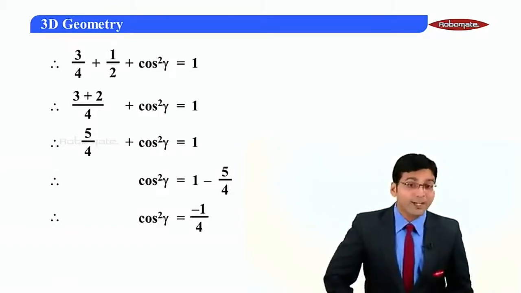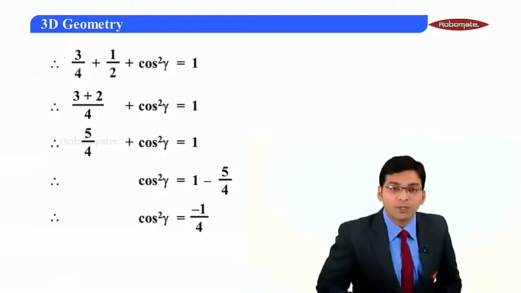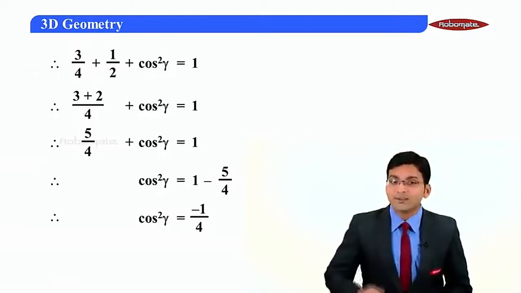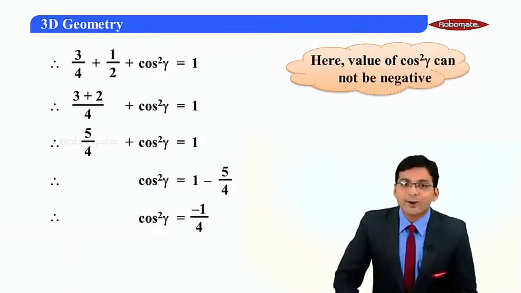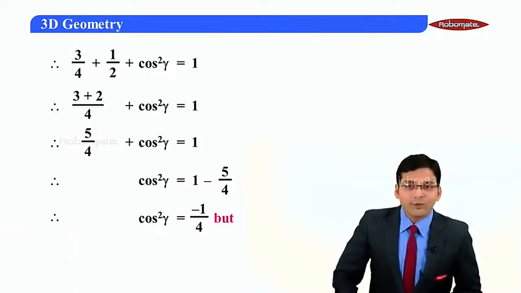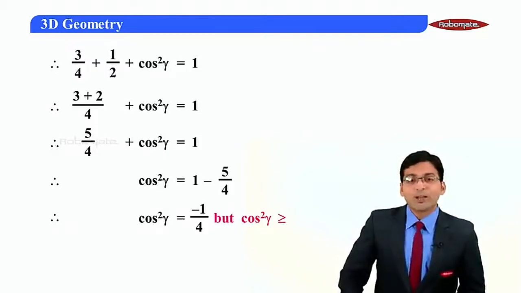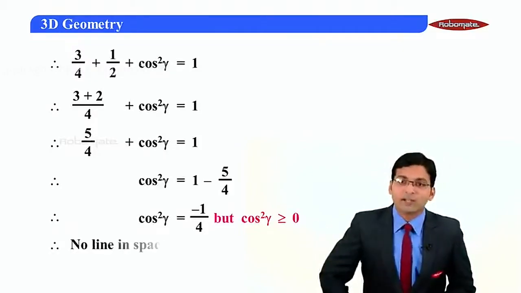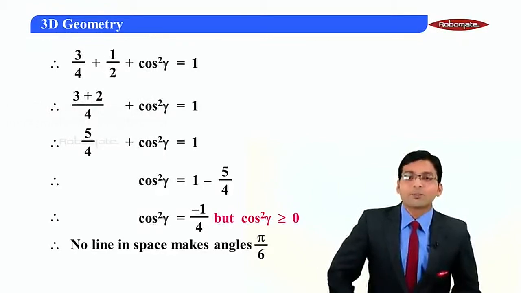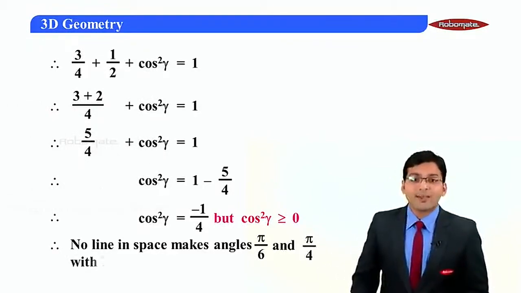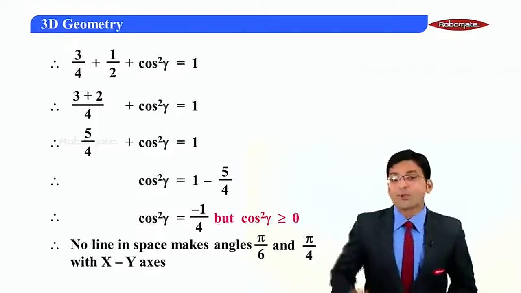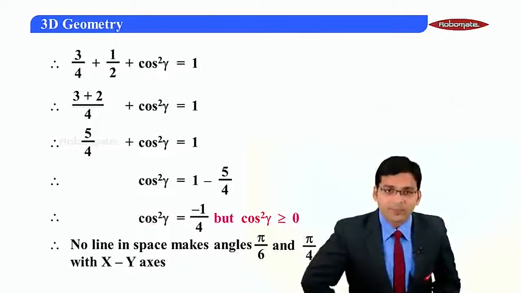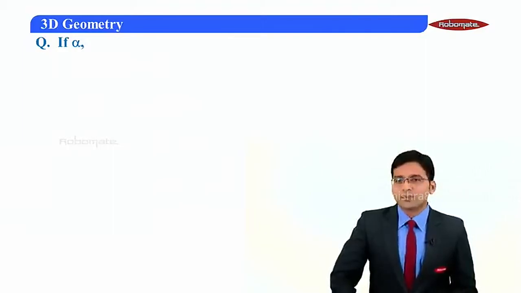Now if you look at left hand side, it is square of a number and right hand side is negative. So here we mention value of cos square gamma cannot be negative, and therefore we say but cos square gamma has to be non-negative. That means no line in space makes angles pi by 6 and pi by 4 with x and y axis. Okay, because we could not calculate gamma. Fine. Let us proceed for the third.